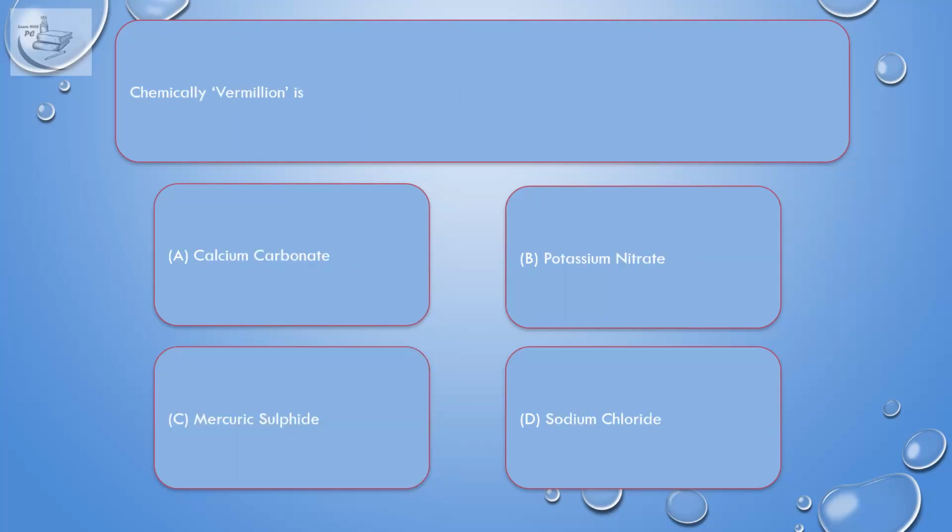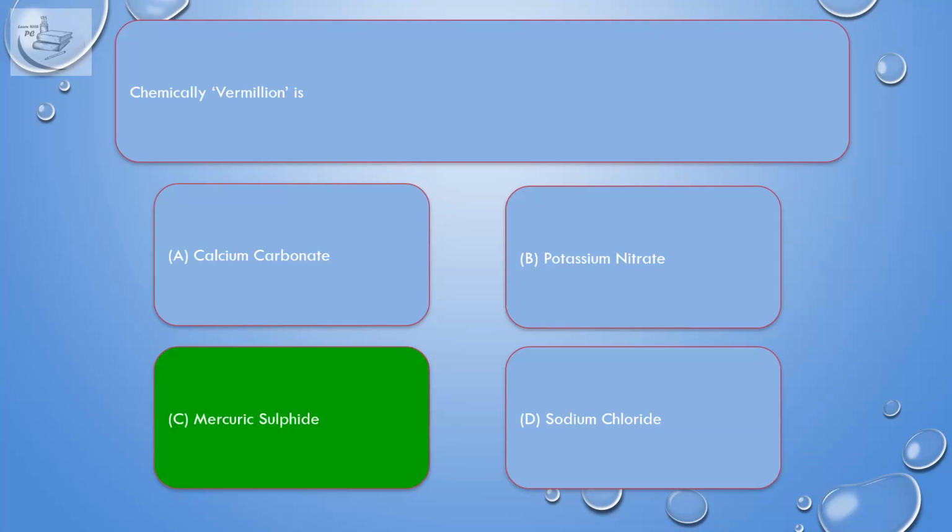Question: chemically, vermilion is A. Calcium carbonate. B. Potassium nitrate. C. Mercuric sulfide. D. Sodium chloride. Correct answer is C. Mercuric sulfide.